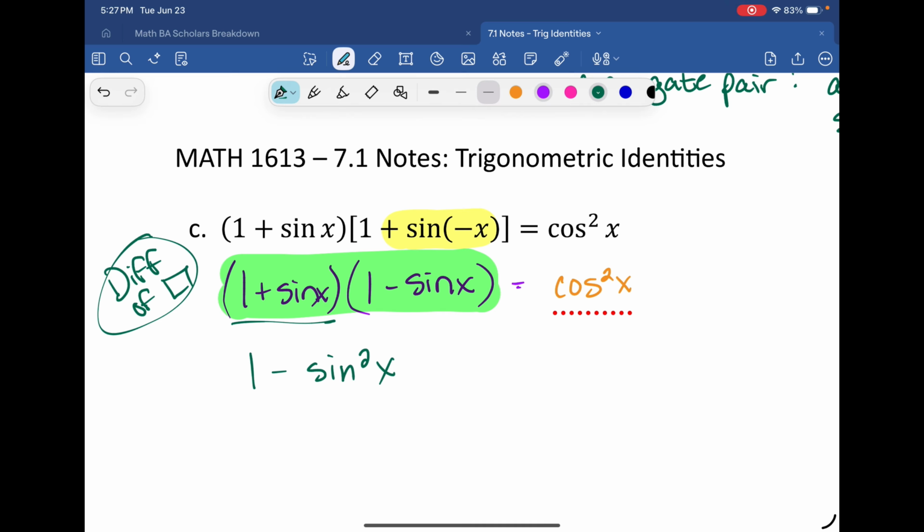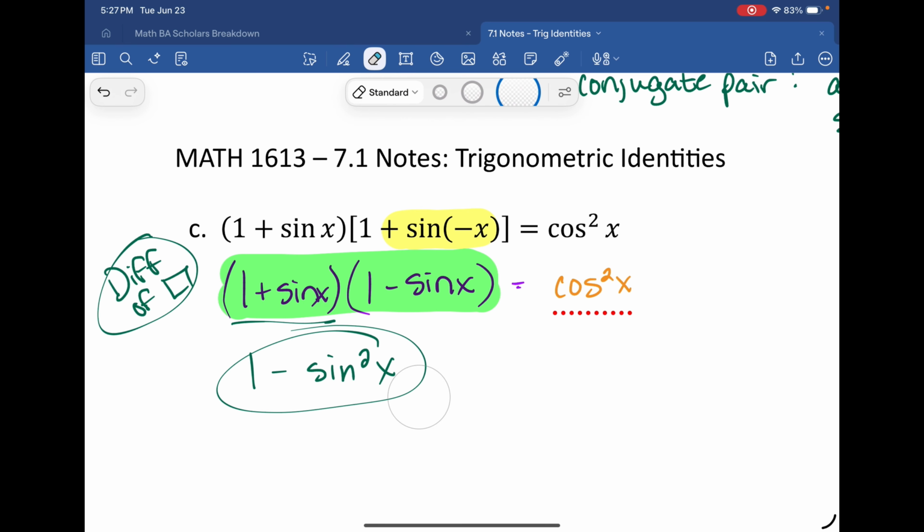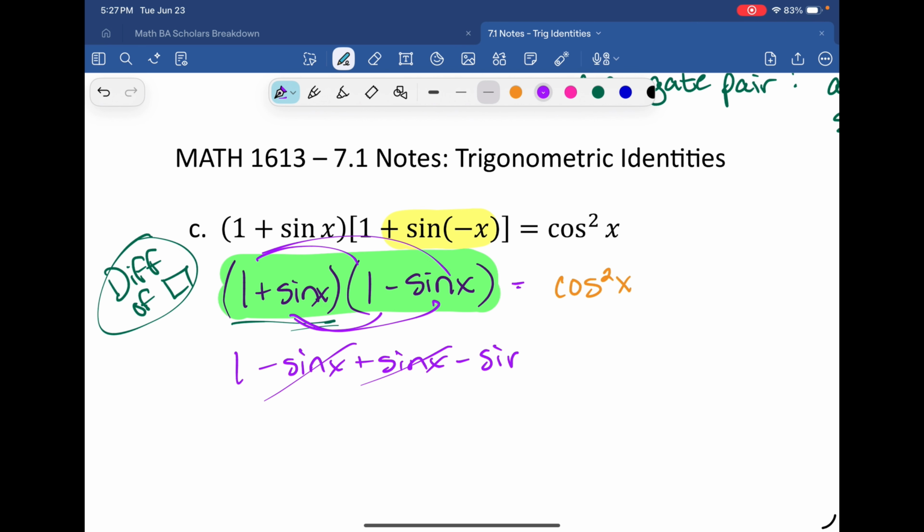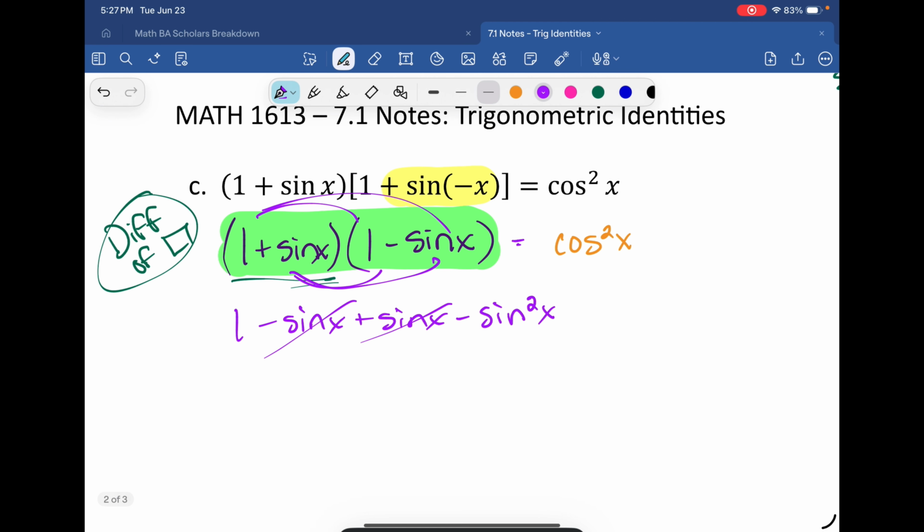Sine squared. If you're not sure, FOIL it out. One times 1, 1 times negative sine x, sine x times 1, so you can see those cancel, sine x times negative sine x, so I get my 1 minus sine squared.